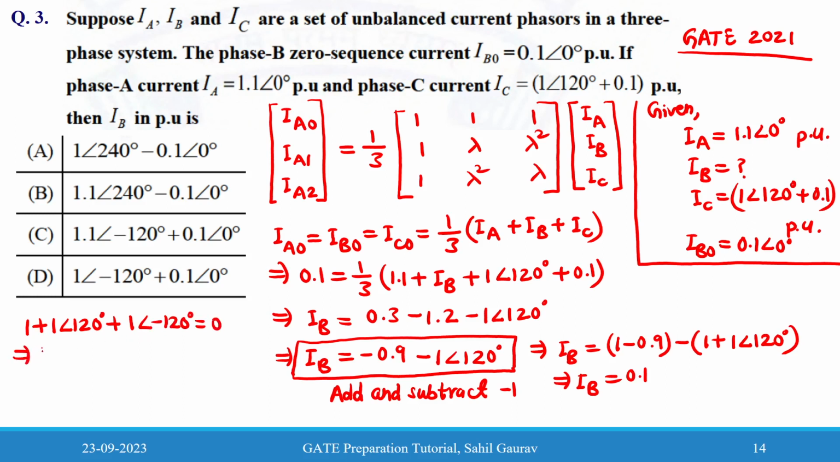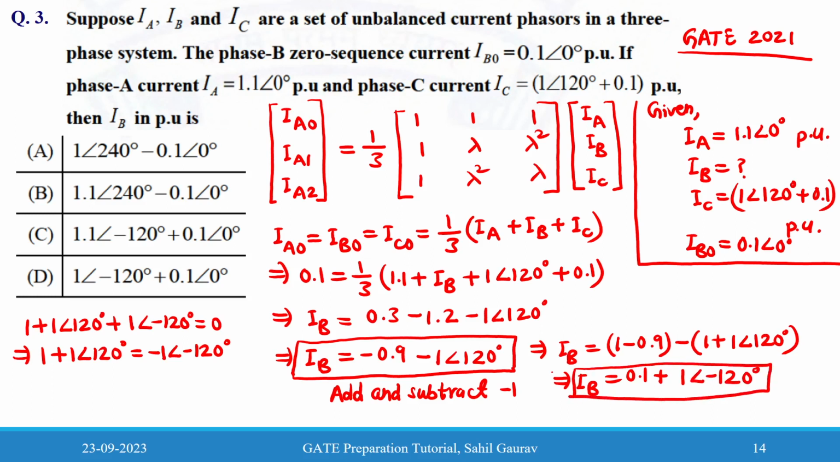So we can write 1 plus 1 at the angle of 120 degree is equal to minus of 1 at the angle of minus 120 degree. So we put these values, so minus minus will become plus, so 1 at the angle of minus 120 degree. So this is the answer. Now we will match with the options, so D is the correct answer.